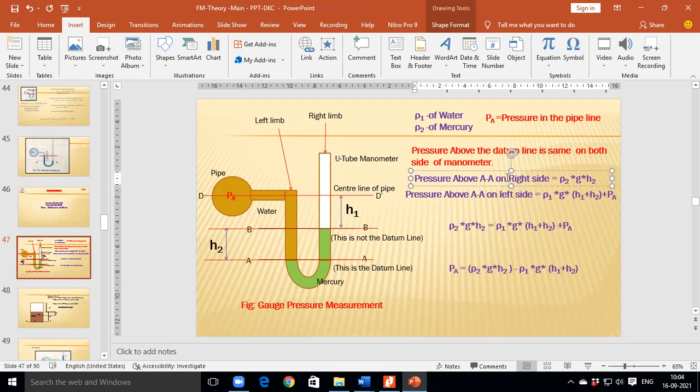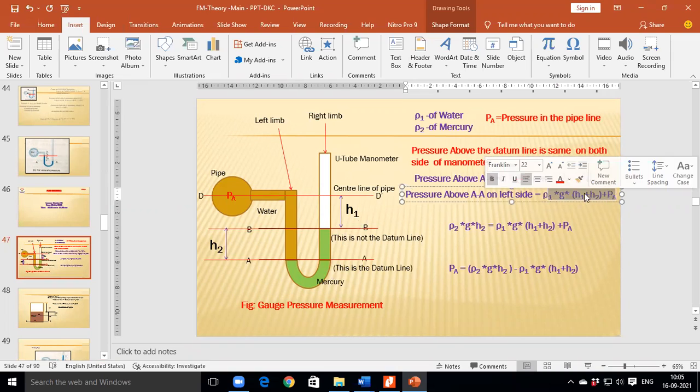Okay. And here pressure above AA on the right limb, right side. What will be the pressure above the AA from the right side? Pressure above the AA on right side means this height. We consider this height. Rho G is common. Rho GH formula here mentioned. Here again rho GH.